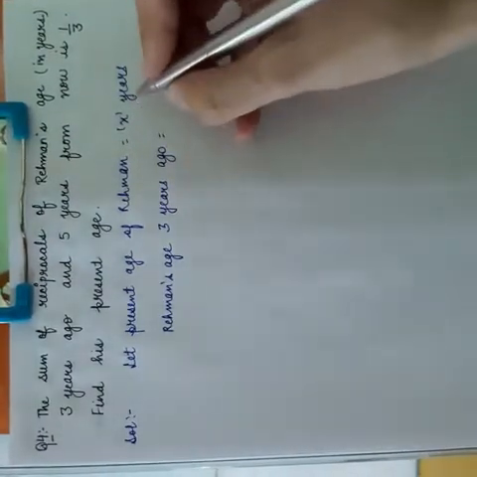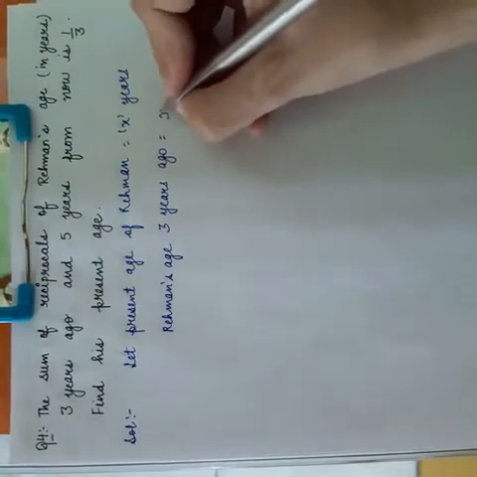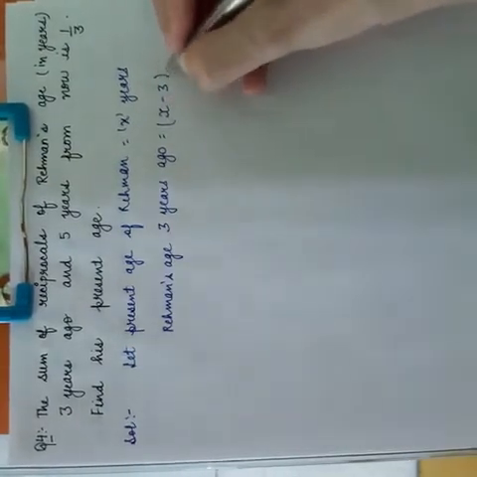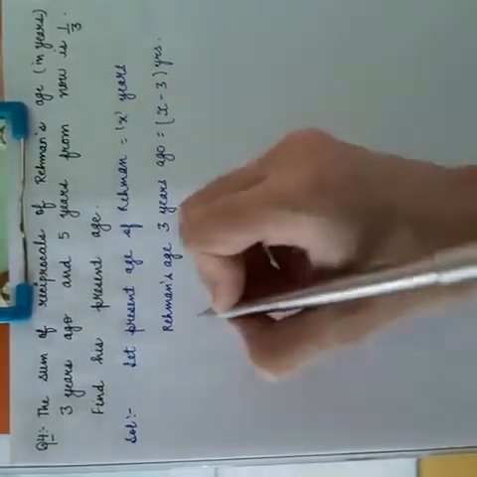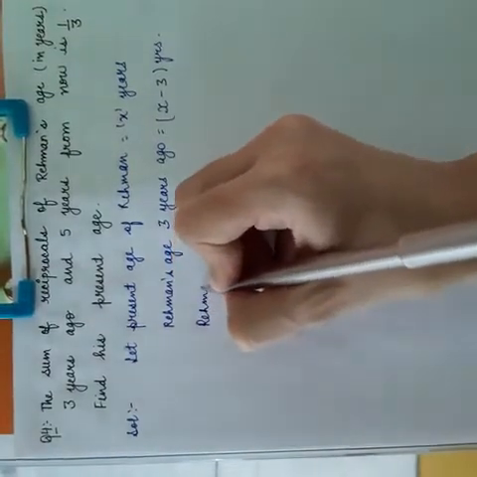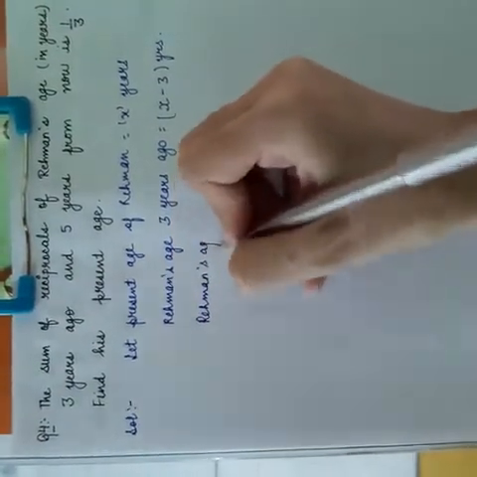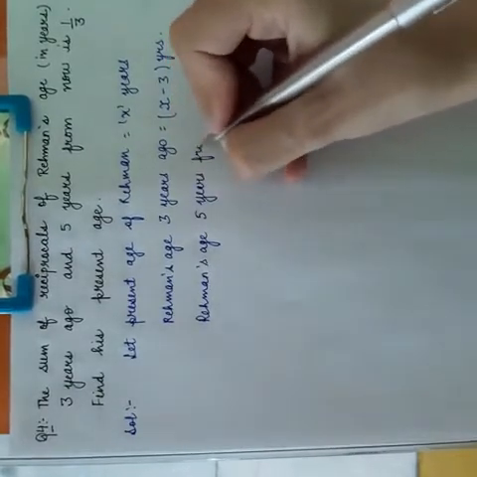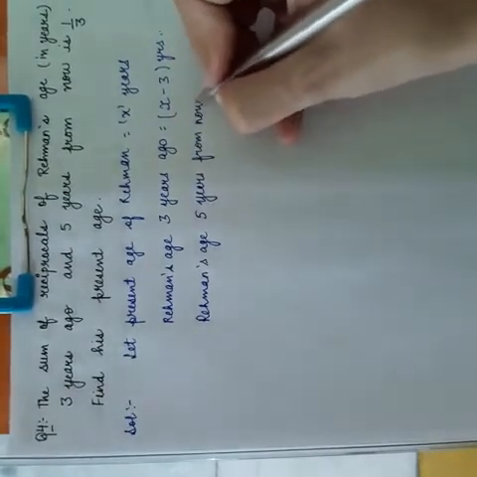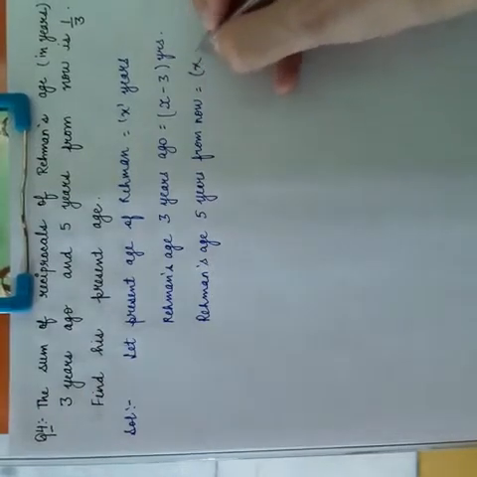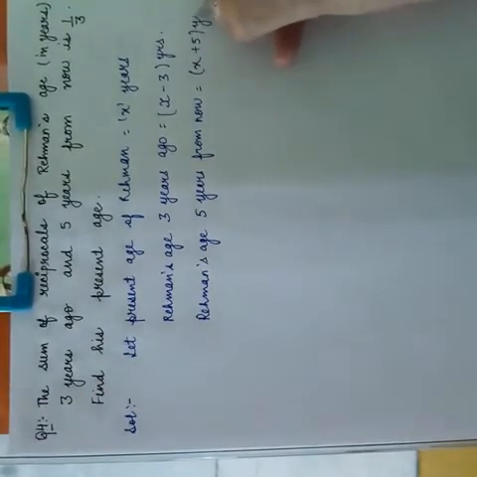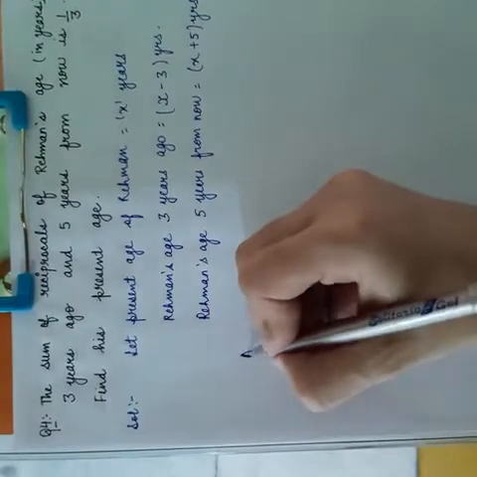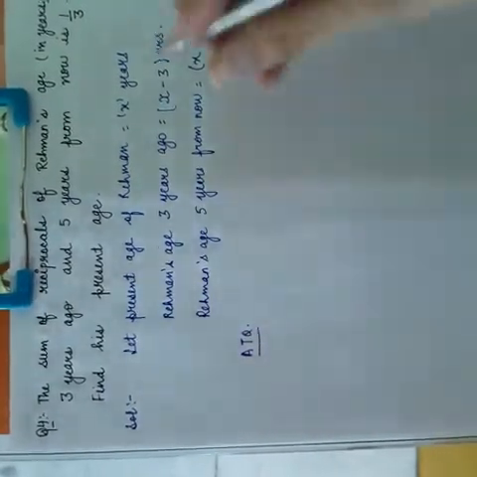If today his age is x years, 3 years ago his age would be x minus 3 years. Rahman's age 5 years from now. That means 5 years later. If today his age is x years, 5 years later he would be x plus 5 years. Now according to the question, just read the question once again.